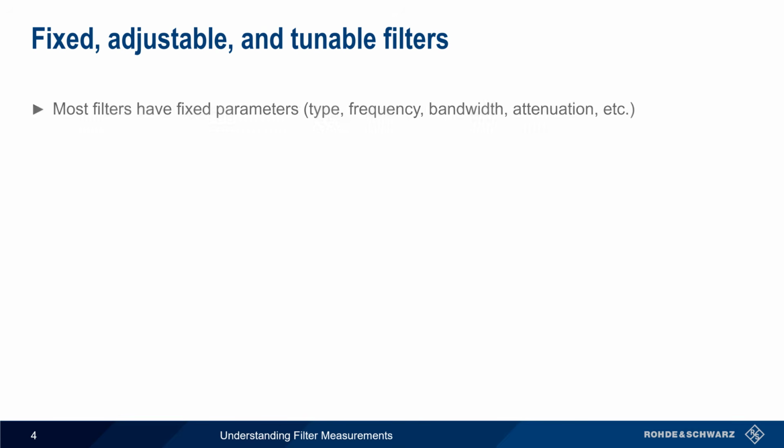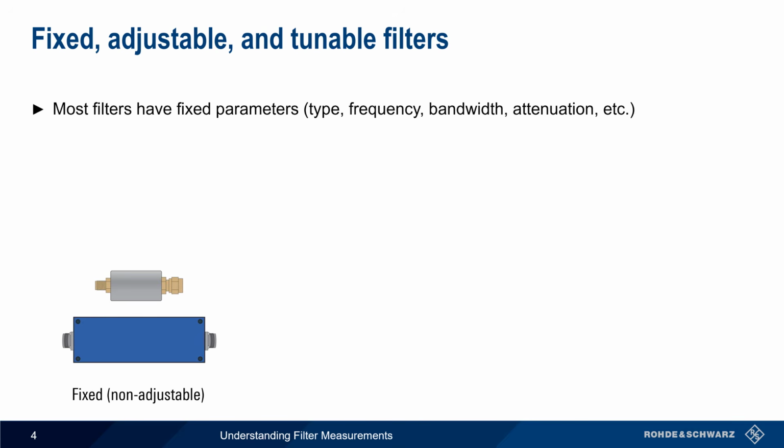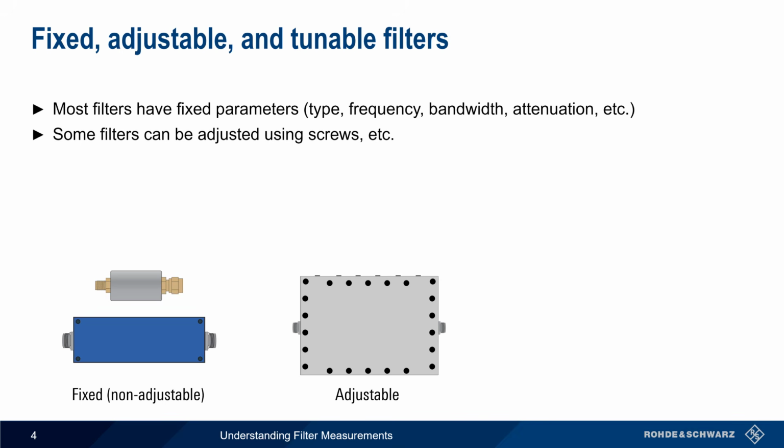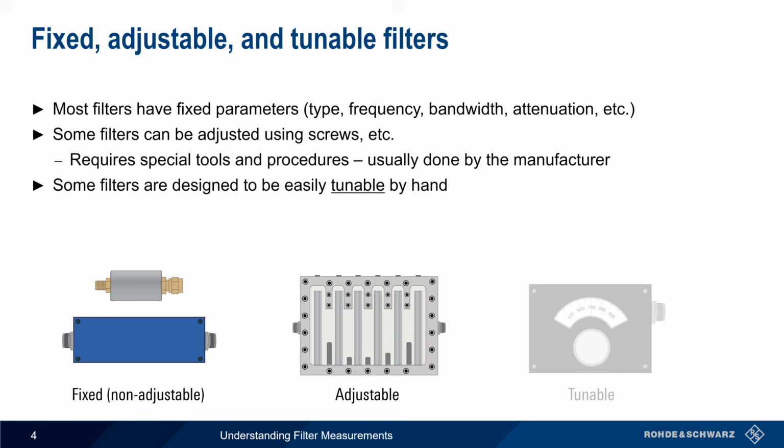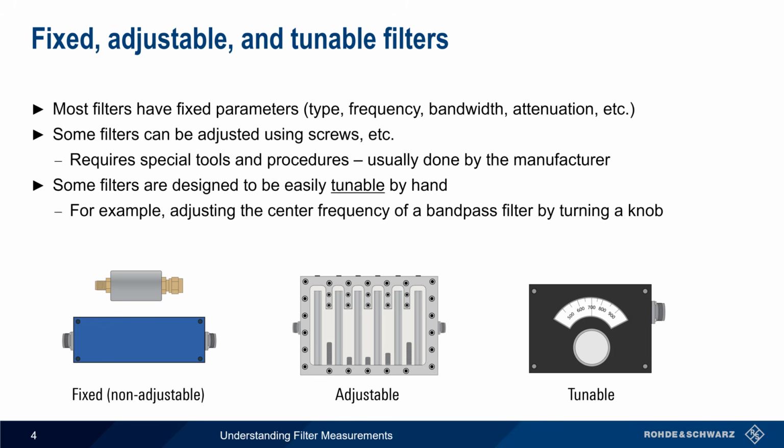Regardless of type, most filters have fixed parameters, that is, type, frequency range, attenuation, bandwidth, etc. In some cases, the properties of these fixed filters can be adjusted by using screws or similar methods. However, these adjustments normally require special tools and/or procedures and are typically done during manufacture. That said, some filters are designed to be adjusted on a regular basis by the end user, and these are called tunable filters. An example of this would be a bandpass filter, whose center frequency can be manually changed by turning a knob or dial.